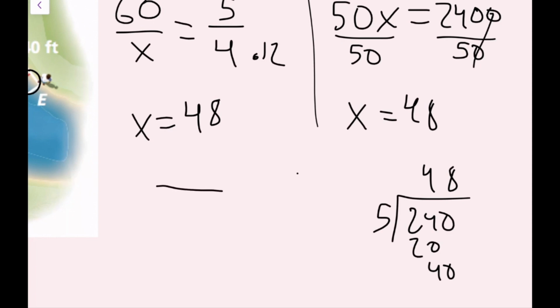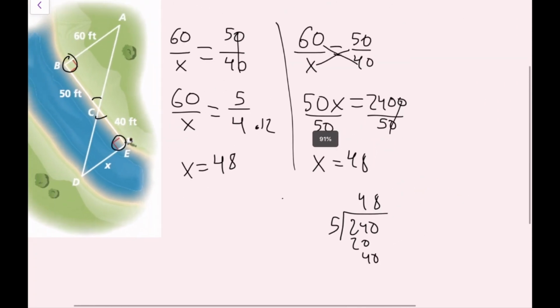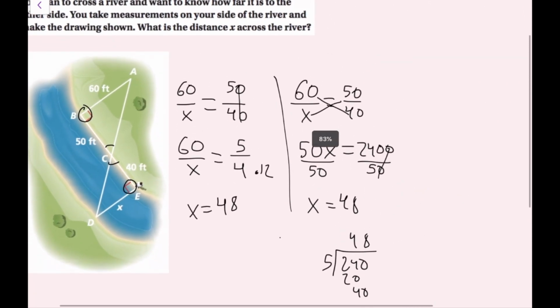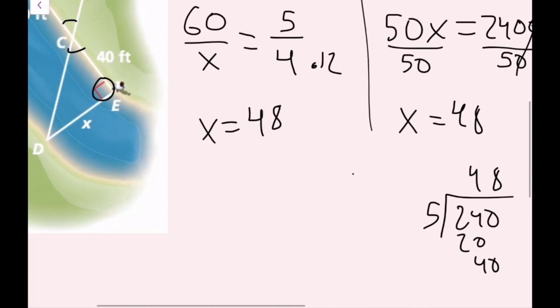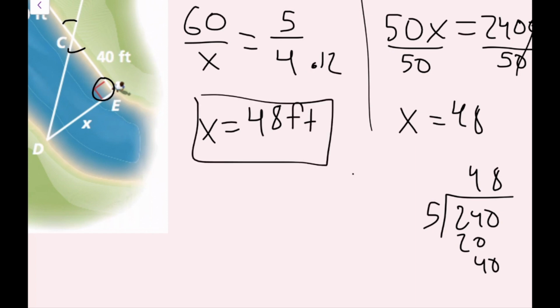And then I want to answer the problem with a proper unit. So what is the distance x across the river? Well, it's in feet here, so I'm going to say x is 48 feet. This missing distance is 48 feet across the river, and now we're done.